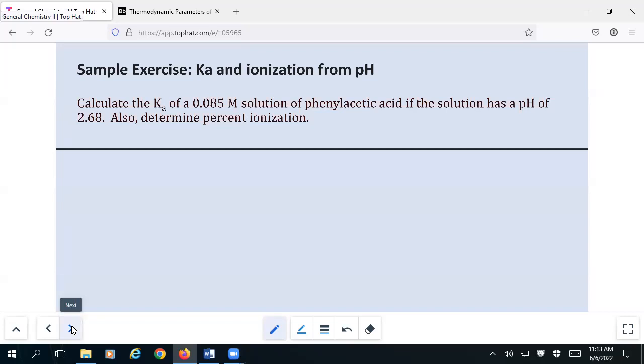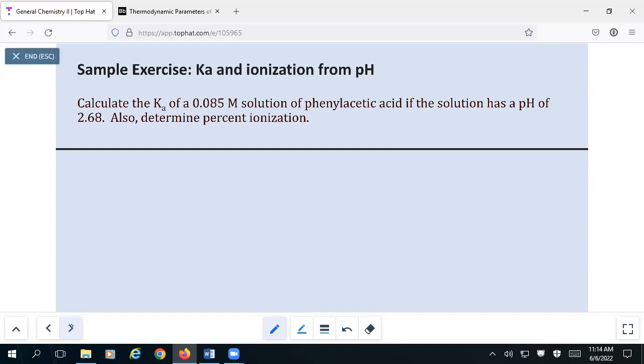So let's do an example here. Calculate the Ka of a 0.085 molar solution of phenylacetic acid if the solution has a pH of 2.68. Also determine the percent ionization. So phenylacetic acid is an organic acid. We could go look up what the actual chemical formula is for phenylacetic acid, but the reality here is that it's not important.